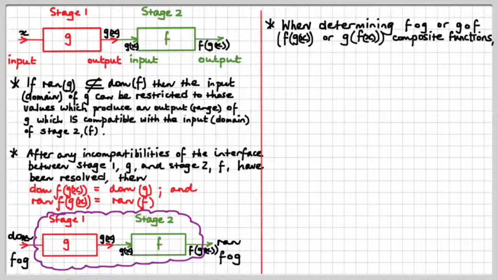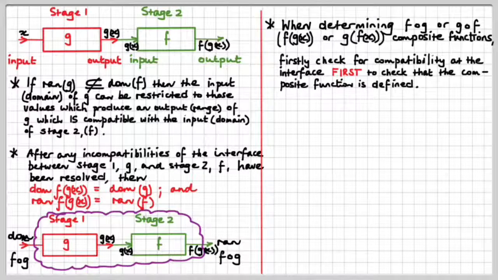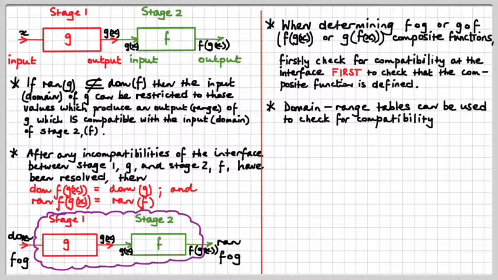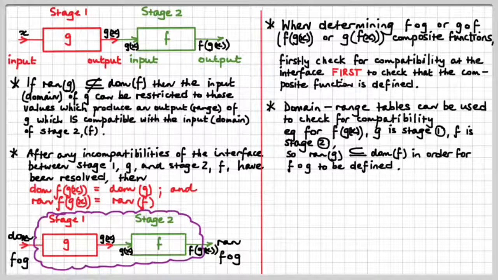Okay, good. So when we're determining f of g of x or g of f of x, composite functions, we firstly check for compatibility at the interface to check that the composite function is defined. Okay, that's the very first thing we do, always. Domain range tables can be used to check for compatibility. That's one way that you can do it. Okay, I'll show you one in a minute.